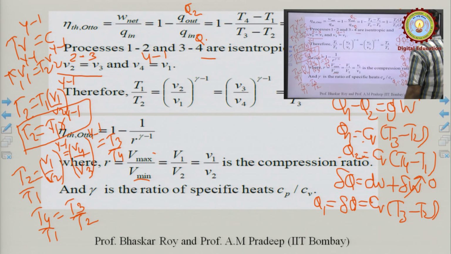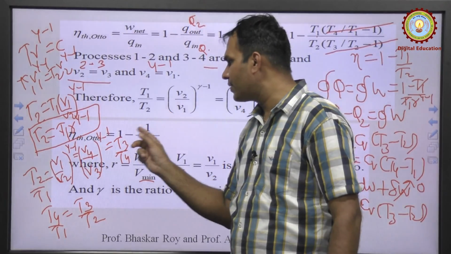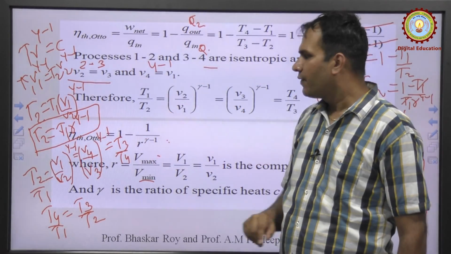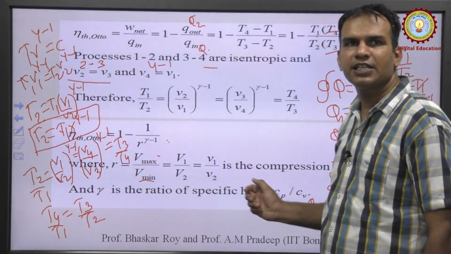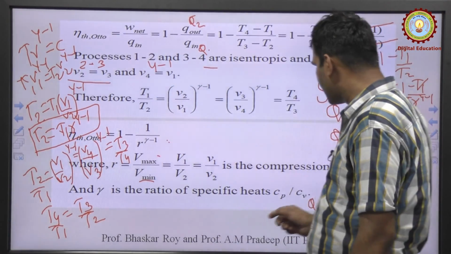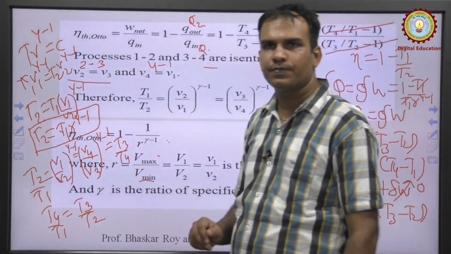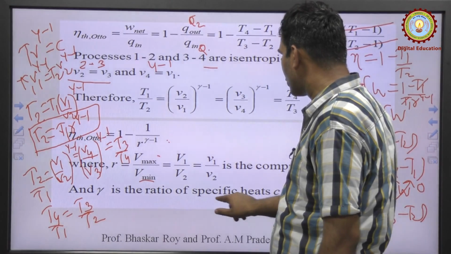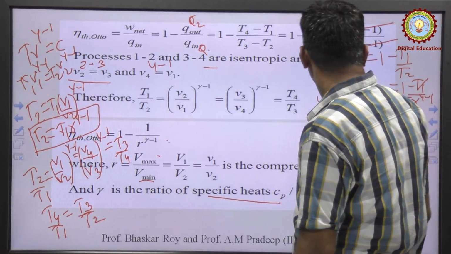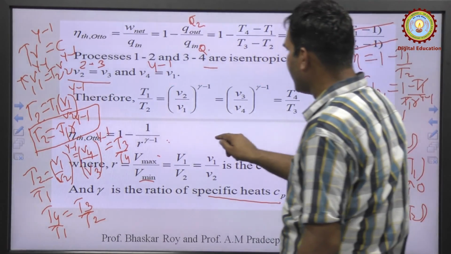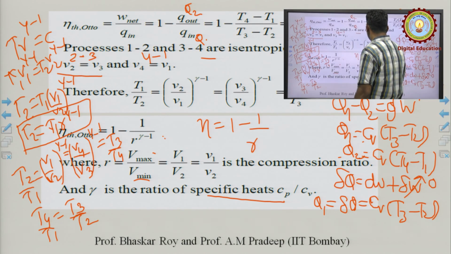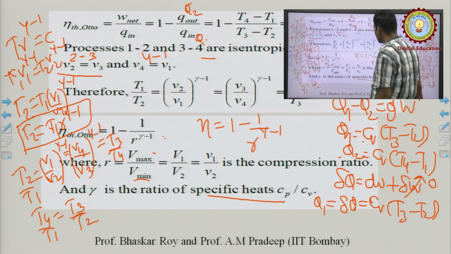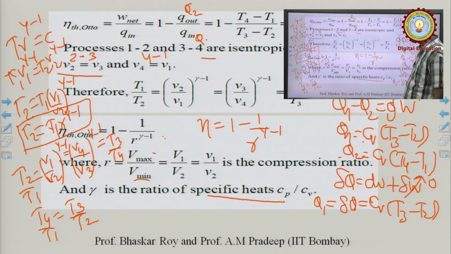So, T1 will cancel out. So, you will get the expression 1 minus 1 by R^(gamma minus 1), where gamma is the ratio of specific heat Cp by Cv, where Cp is the specific heat at constant pressure and Cv is the specific heat at constant volume. So, gamma is the ratio of specific heats. So, the final expression for the efficiency of the Otto cycle is 1 minus 1 by R^(gamma minus 1), where R is the compression ratio.